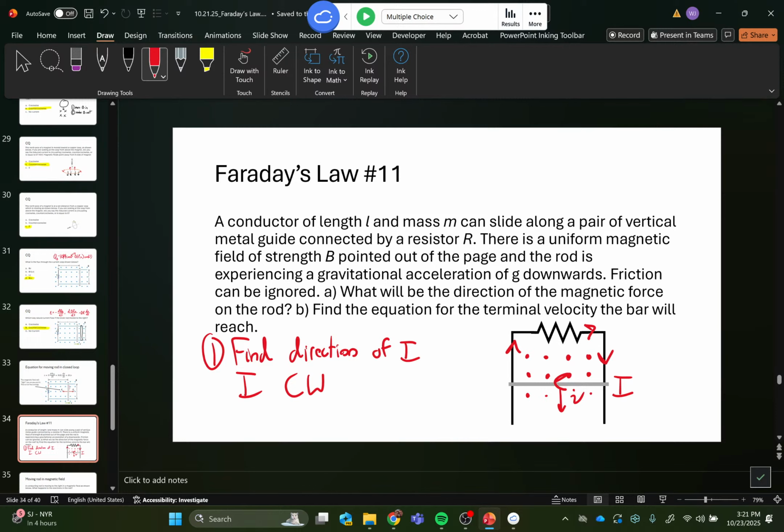I need to swing my fingers in the direction of field. My fingers can only swing one way. So fingers in the direction of current, and I need to be able to swing them towards the field. Which way is the force? Upwards. What's really cool about this is as this rod falls, the magnetic field exerts a force on it, pushing it upwards. There's a force pushing it upwards, and there's gravity pulling it downwards.